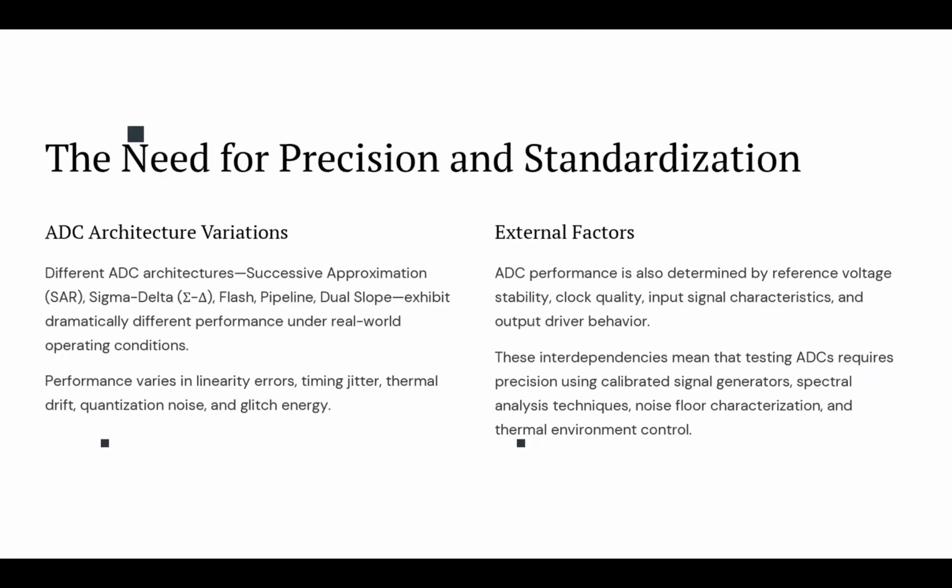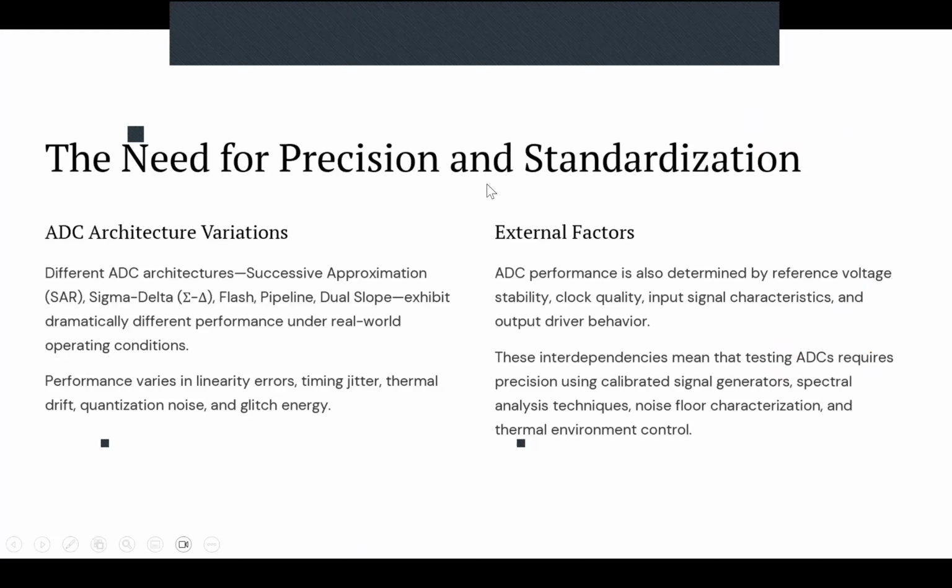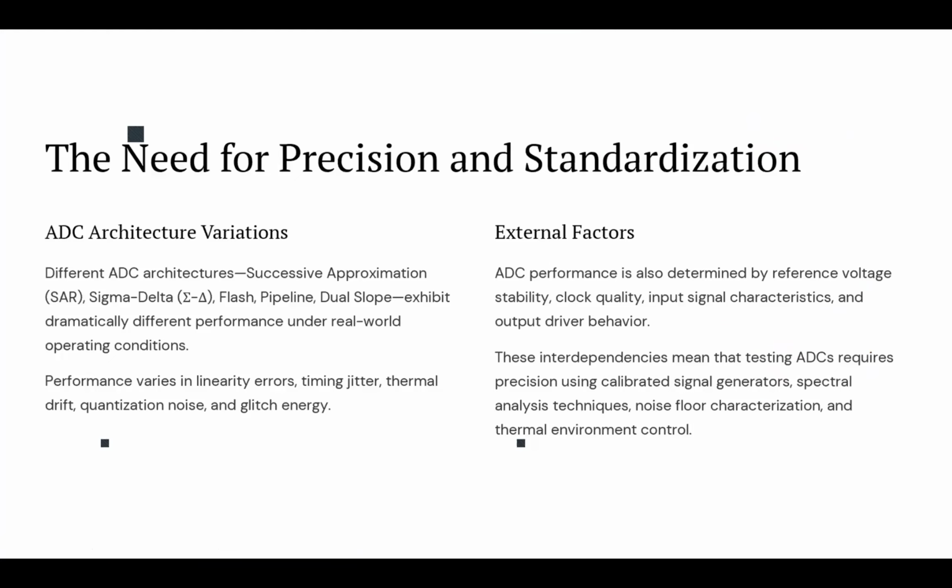Now, basically, with ADCs, we have to pay attention that normally ADCs have a variety of architectures. We have different types of analog to digital converters. For example, it could be successive approximation, which we know as a SAR architecture, or it could be sigma delta, pipeline, flash, dual slope. All these architectures behave significantly differently.